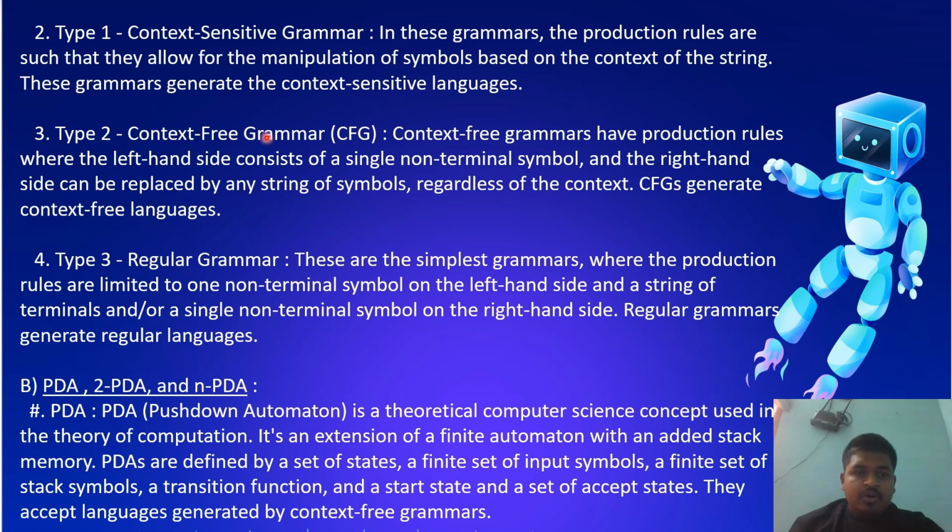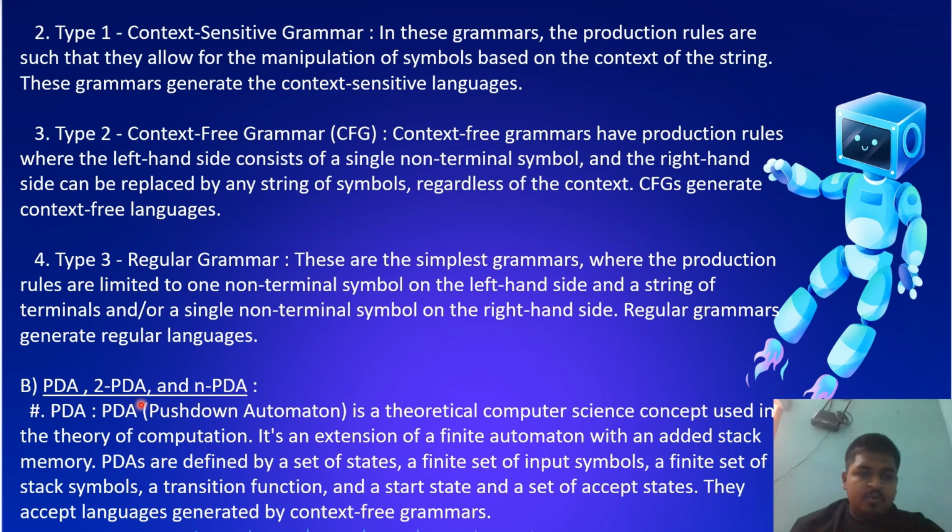Type 2, context-free grammar. These have production rules where the left-hand side consists of a single non-terminal symbol and the right-hand side can be replaced by a string of symbols regardless of context. CFGs generate context-free languages. Type 3, regular grammar. These are the simplest grammars, where the production rules are limited to a non-terminal symbol on the left-hand side and a string of terminals and a single non-terminal on the right-hand side. They generate regular languages.